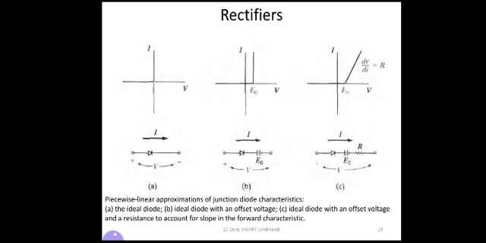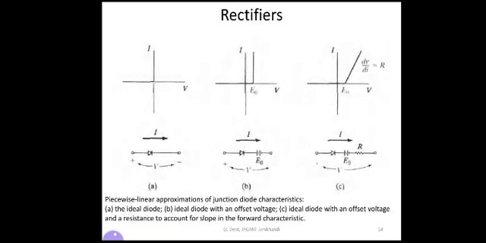The figure shows the piecewise linear assumption of a junction diode characteristics. There are three figures in this. The first one, A, is the ideal diode characteristics, the second one is an ideal diode with an offset voltage, and the third one is an ideal diode with an offset voltage and a resistance to account for the slope in the forward characteristics. As we know that a PN junction is a unilateral device, figure A shows an ideal diode as a short circuit when forward biased, and an open circuit when reverse biased.